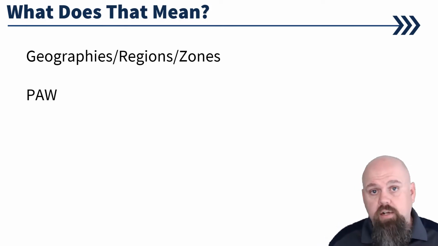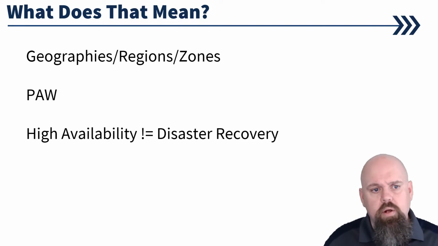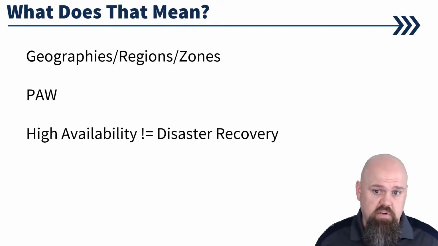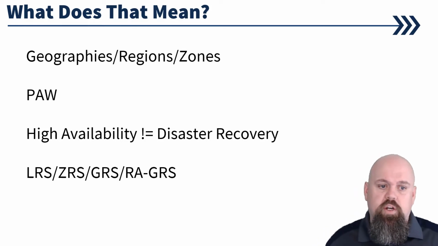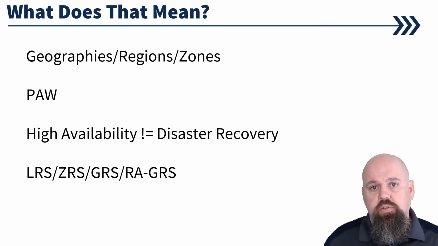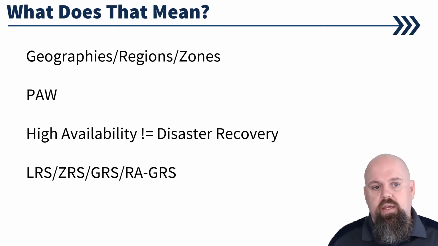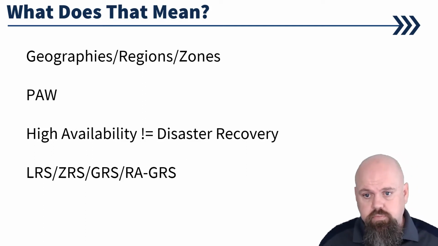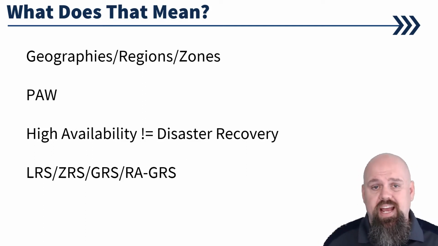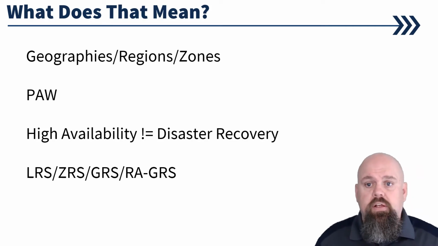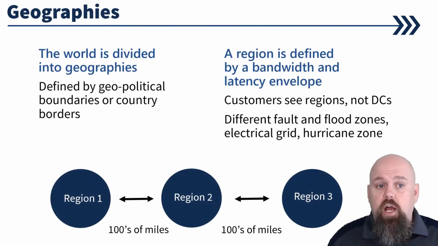We're going to talk about PAW and what that means. We're going to talk about high availability and how high availability doesn't really mean disaster recovery. And then we're going to talk about storage, the LRS, ZRS. These acronyms really relate to storage and how the storage is being replicated around multiple regions or geographies. And many of the products in Azure SQL are based off back-end storage. So understanding these terminologies is important. So let's jump into geographies.